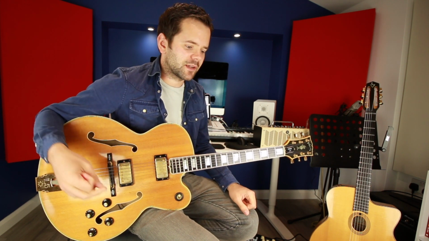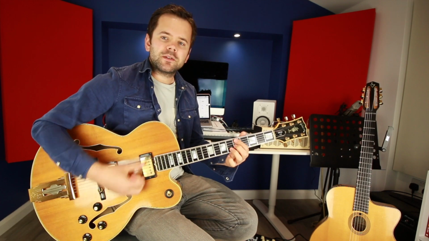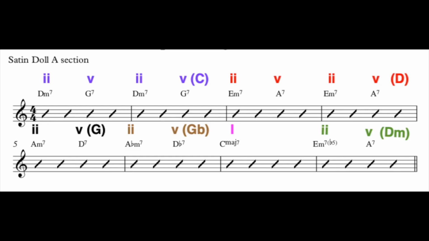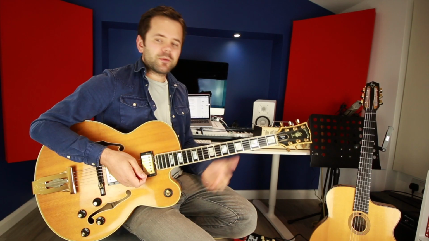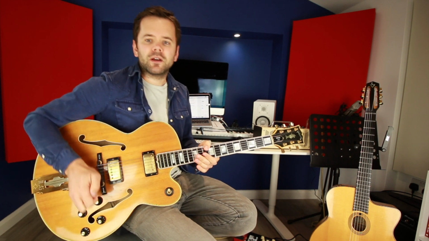Let's take the A section to Satin Doll, which goes D minor 7 to G7, 2-5 in C, then it goes 2-5 in D, E minor to A7, then it does a minor 2-5, A minor 7 flat 5 to G7, then it does a 2-5 in G flat, but it goes to C major, E minor 7 flat 5, sometimes people play B flat 7 there, then A7. So that would be the changes, and as you can see there's a lot of 2 and 5 happening.